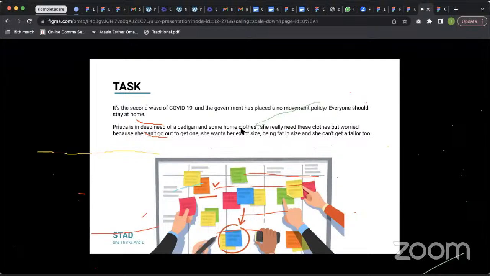And the second problem, I don't know if that is exactly a problem, but she has a need of some home clothes, but she doesn't have them. So I think it's the need of the home clothes that got us to the point of her needing a cardigan. So I think those are the two problems: the no movement policy and her needing home clothes. Okay, thank you. So no movement, no clothes.